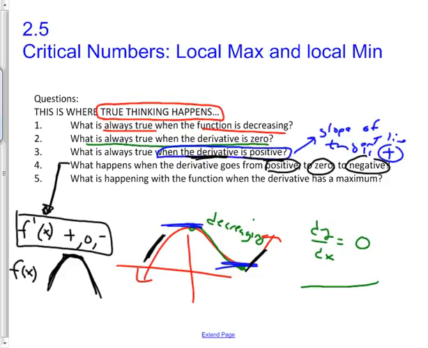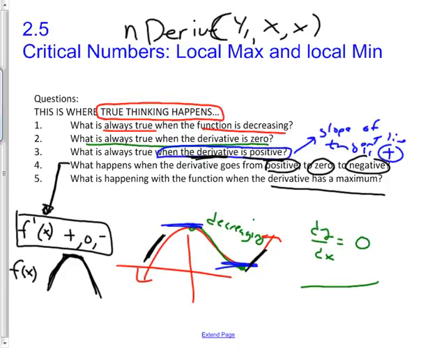Okay, and the 5th question, what is happening with the function when the derivative has a maximum? And this is a much bigger question, so we'll get back to that in a little bit. Okay, so in order to answer these questions, we're going to be using the n-deriv function. And we're going to be using n-deriv of my given function x comma x. So I'm going to be graphing the derivative function and comparing it to the function itself, as a way to answer these questions.